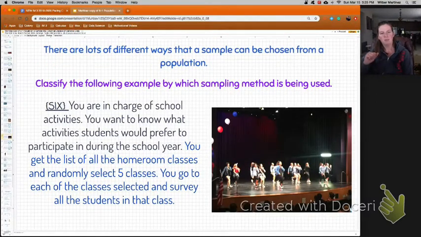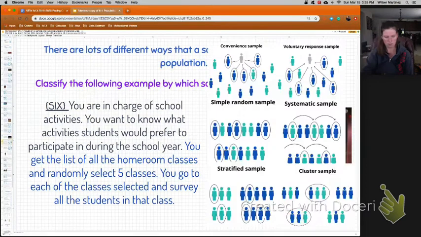All right, for this one, you are in charge of school activities. You want to know what they prefer. It says you get the list of all the homeroom classes and randomly select 5 classes. So this is starting to sound like that one a couple slides ago, but let's see how it's a little different. You get the list of all the homeroom classes and you randomly select 5 classes. It says you go to each of the classes selected and survey all. So again, you randomly select 5 classes and you go to all of the students in the class.